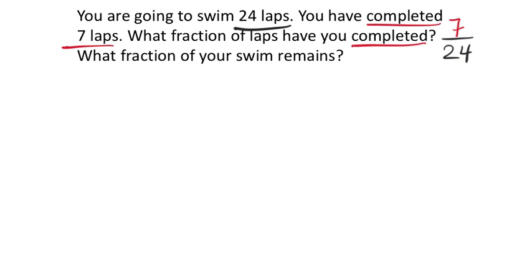Now it says, what fraction of your swim remains? Well, you know you got to do 24 laps. Right now you've completed 7, so to figure out how many remain, we just need to subtract that out. This will tell us how many laps remain, not the fraction, but at least how many laps. I'll make that 14. 14 minus 7 is 7. Then we'll drop the 1. So remaining laps, you've got 17 laps out of the 24. So that answers both questions. That's all we need. Boom, we're done.